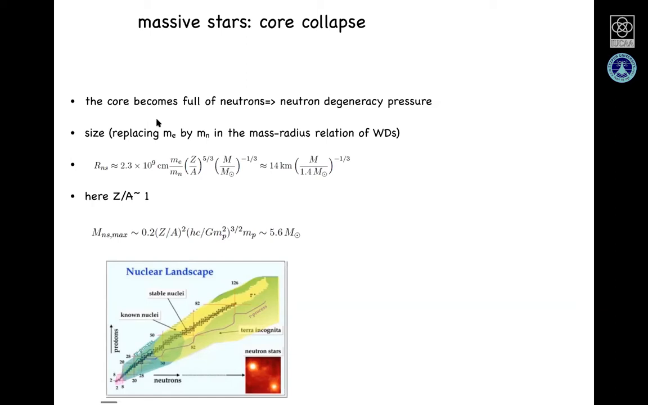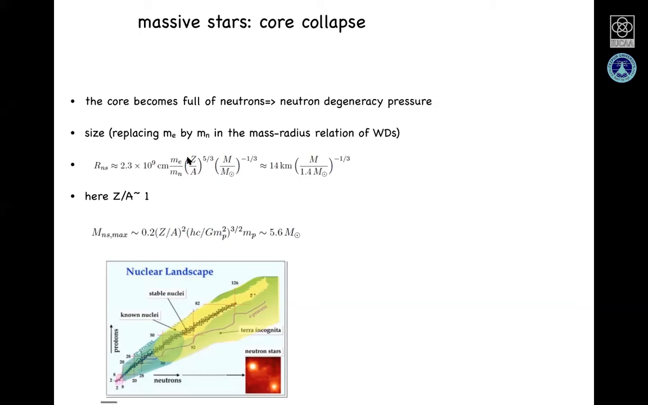So this is going to be non-relativistic degeneracy. Just like we had a mass radius relation, here also you can work out the mass radius relation of a neutron star. You just replace in that expression the mass of electron by mass of neutron, because now that's the relevant mass. Also, Z over A is not going to be half now.